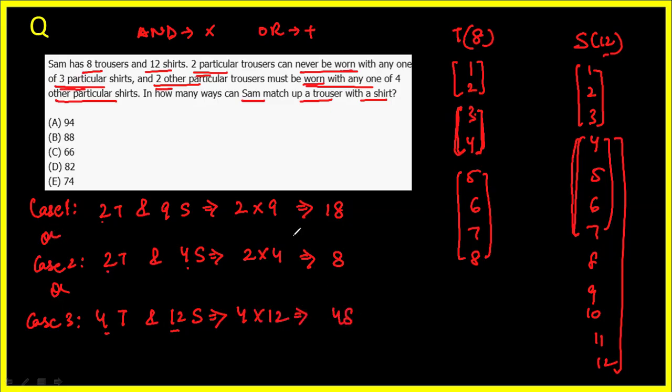Whenever 'or' comes, it means to add: 18 plus 8 plus 48. That is the target answer, which is going to be 74. Option E is the correct one here.